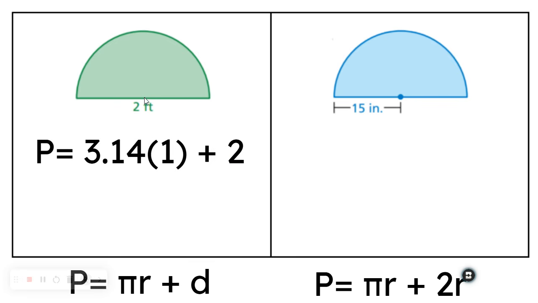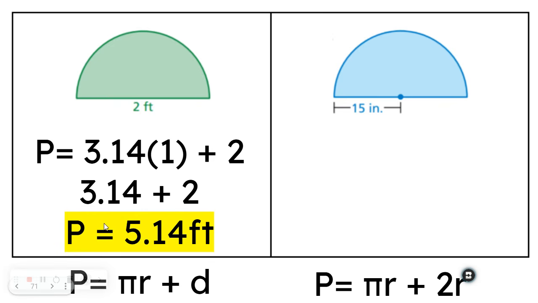2 divided by 2 is 1. So my radius is 1. So if I want to plug this into my formula, pi is going to be 3.14 times my radius, which is 1. And now I'm going to add the diameter. 3.14 times 1 is 3.14. And then I have to add 2. 5.14. So the perimeter of this semicircle is 5.14 feet.